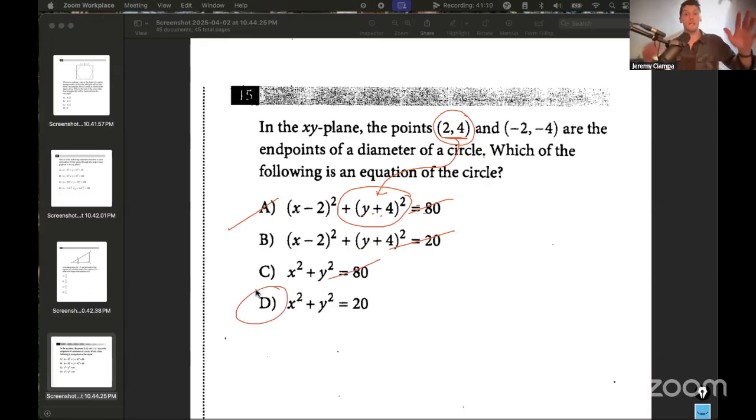So once again, if you have values and you have equations, bringing them together might be the most efficient way to solve. You wouldn't even have to know anything about circles in this case. Okay, so I hope that's helpful.